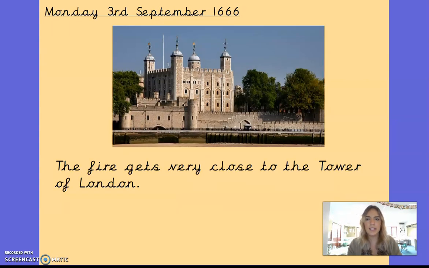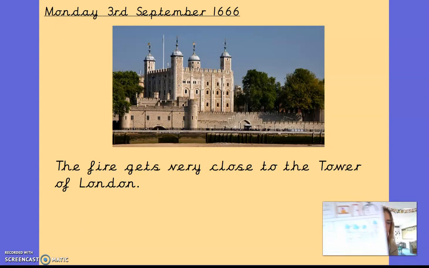So on Monday, the 3rd of September, the fire gets very close to the Tower of London. So this building here is called the Tower of London. And on Monday, the 3rd of September, the fire gets very close to it. So what I'm going to draw in my next box is I'm going to try and copy that picture of the Tower of London as best I can. So if you pause the video and do the same.